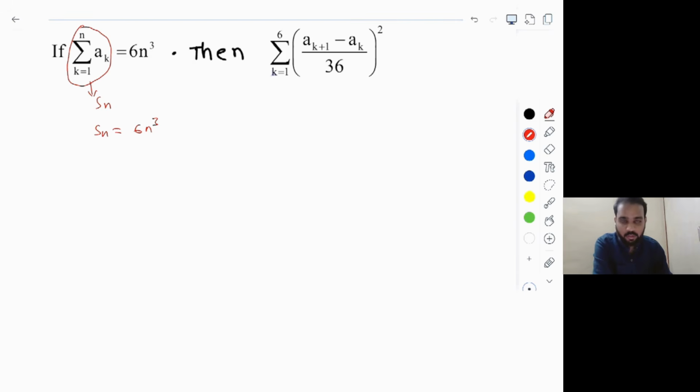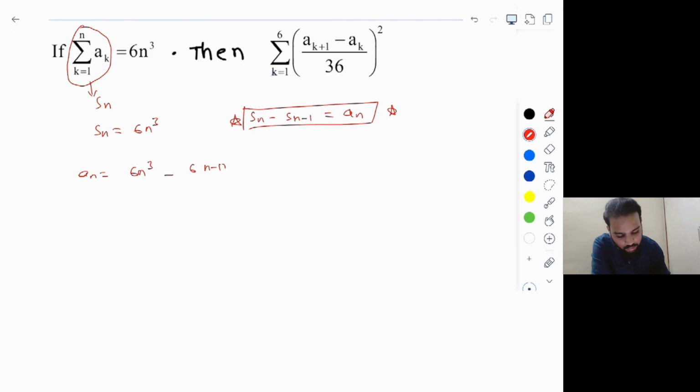Okay. So for that, we have the standard formula that is Sn minus S(n-1) will be equal to Tn, or also an in this case. Right? This is our standard formula. So which means if I want to find out an, I need to calculate two things here. That is Sn, which is 6n cube, minus S(n-1), meaning replacing n with n minus 1, which will be 6 into (n minus 1) whole cube. I can take 6 common and the remaining part will be n cube minus (n minus 1) whole cube.